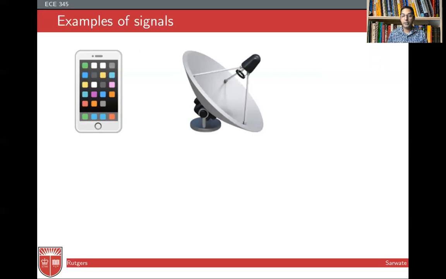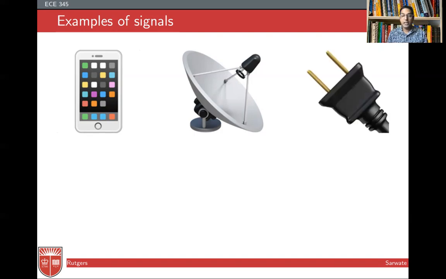Another type of radio frequency communication are satellites. So satellite communication, via a radio dish on the ground, that's again electromagnetic waves going from the ground to the satellite up in the sky and then back down as well.